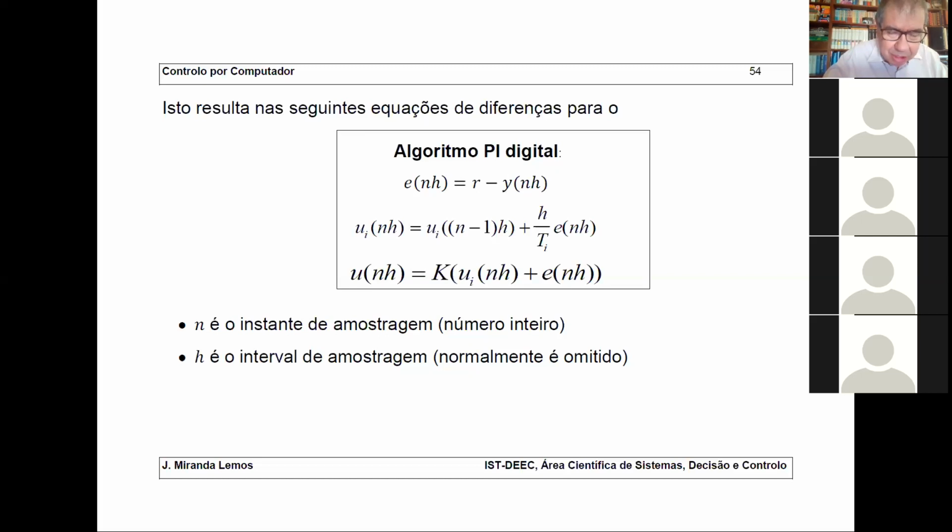Virtually, I was programming in machine language, and I could program a PI controller. Now you can do it in C or Python or Pascal or whatever you want. Even in MATLAB, you can do it even in MATLAB.